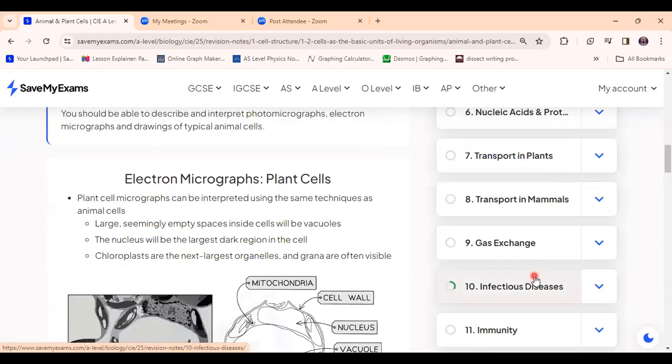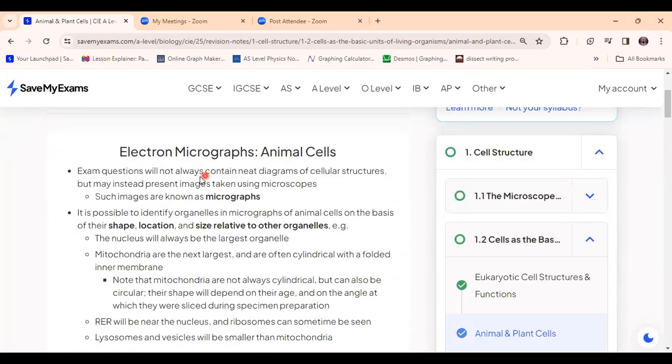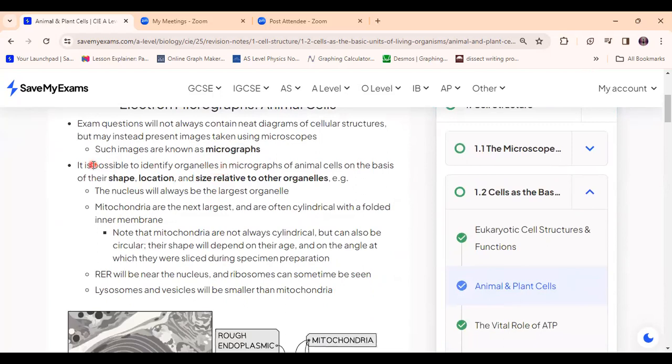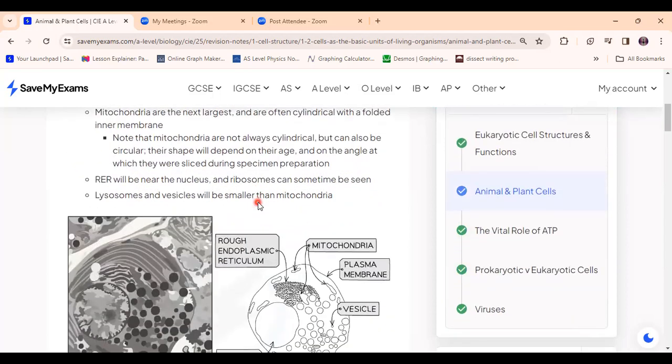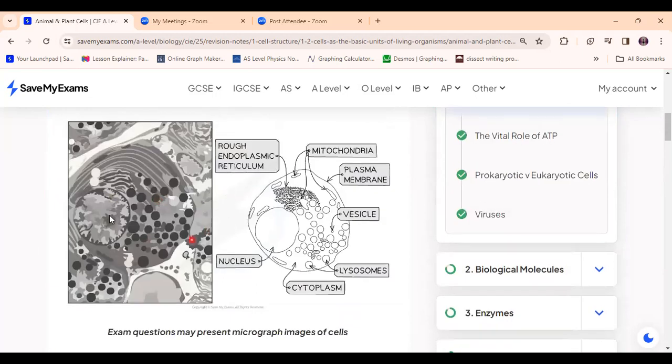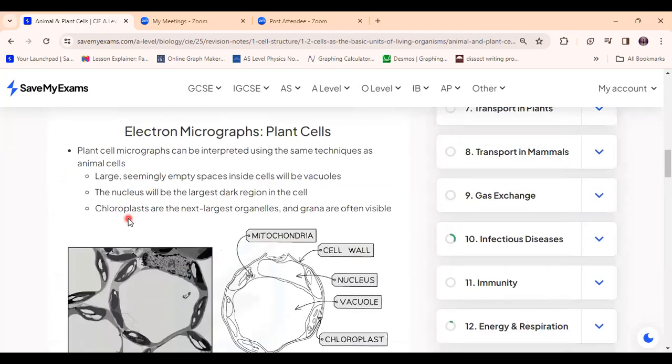Okay, just a quick picture here. So how do electron micrographs look? Exam questions will not always contain neat diagrams of cellular structures, but may instead present images taken using microscopes, which are called micrographs. You need to be able to identify organelles in micrographs based on shape, location, and size relative to other organelles. Well, they don't look as hideous as this one they've put here. The real ones look much better.